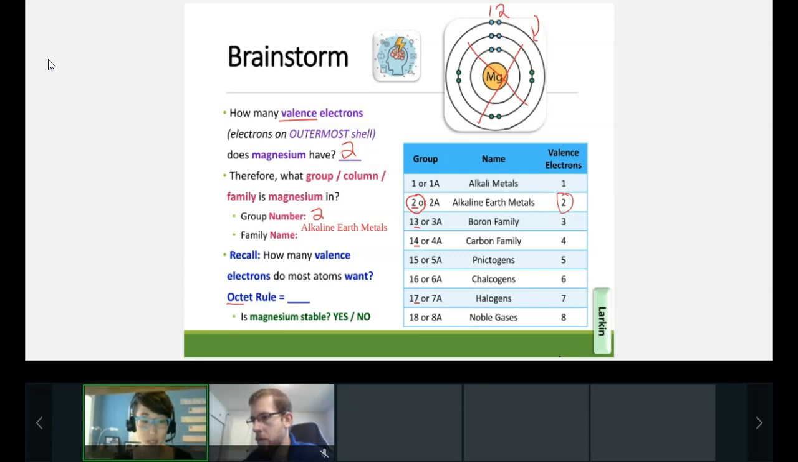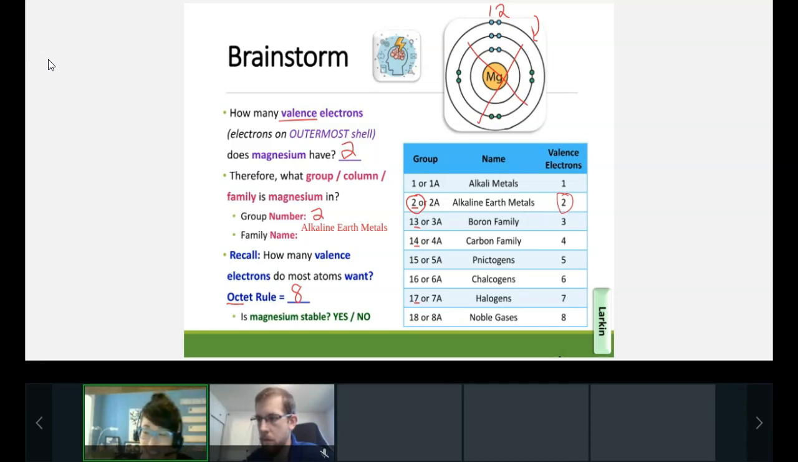Yeah, it means that they actually mostly want 8 valence electrons. So taking a look at our example here, magnesium currently has 2 and it wants 8. So if it has 2 and wants 8, is it happy? Is it stable? Yes or no?